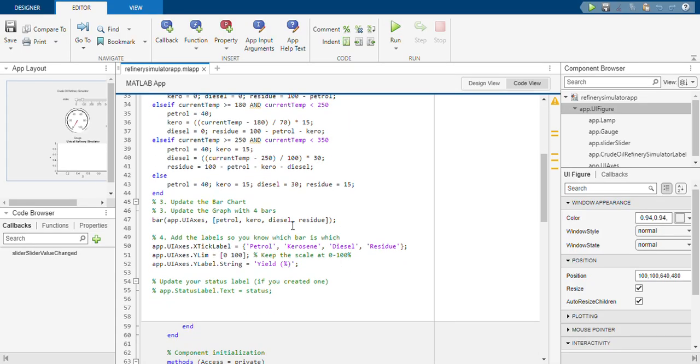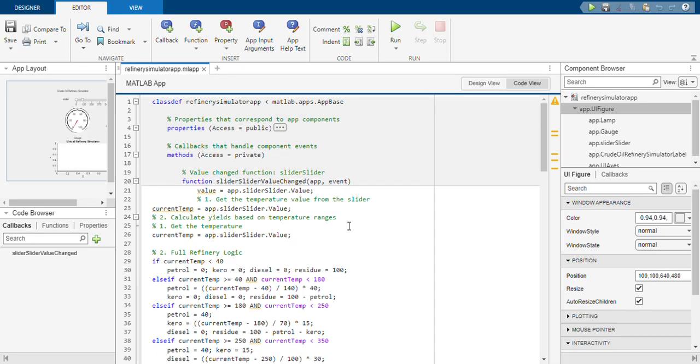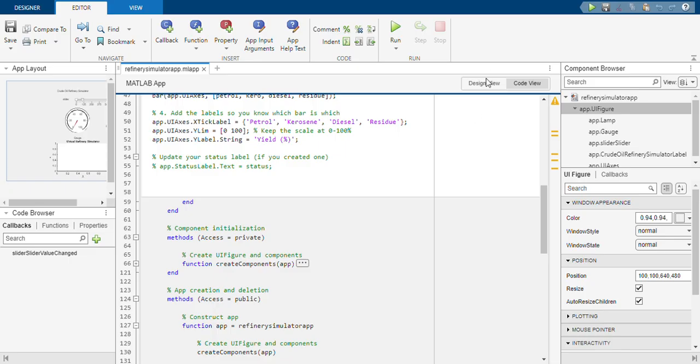And then we also made sure that our graph consisted of the four components, that's the petroleum, the kerosene, the diesel, and then the residue. So this is basically how we code. These are the codes that were responsible for making the app.